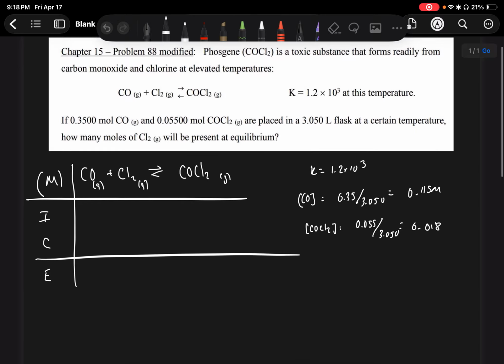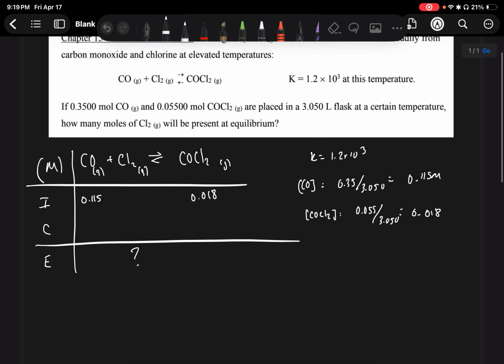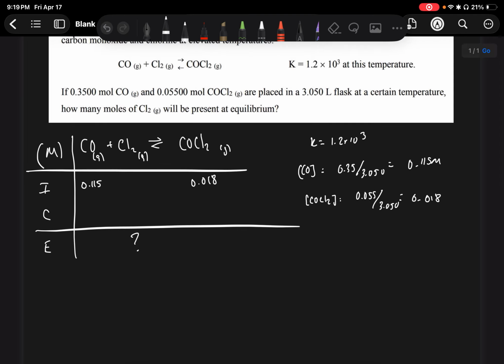0.018. Okay, so we need to find how many moles of Cl2 will be at equilibrium. Okay, so this is going to be the question mark. So yeah, I guess we'll just put these values in. So CO is 0.115, COCl2 is 0.018. Okay, so we need to find the value of Cl2.